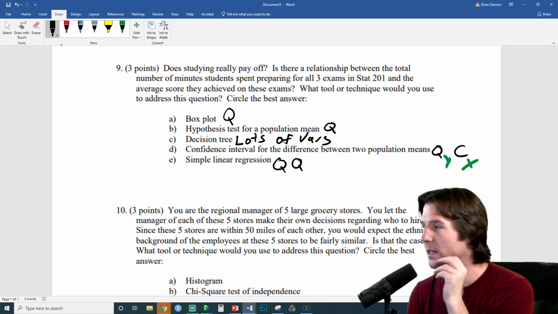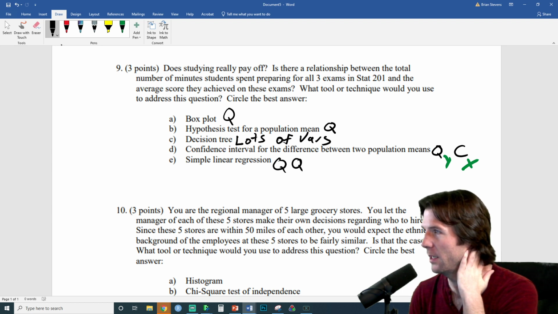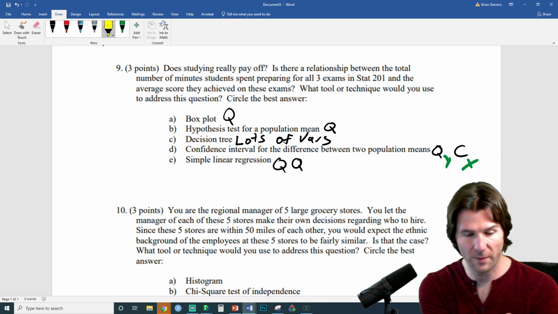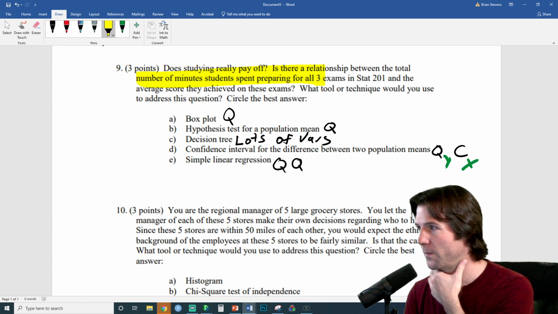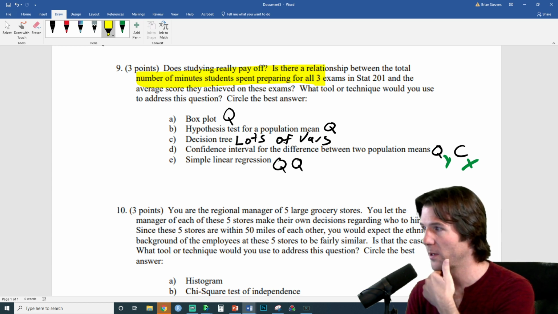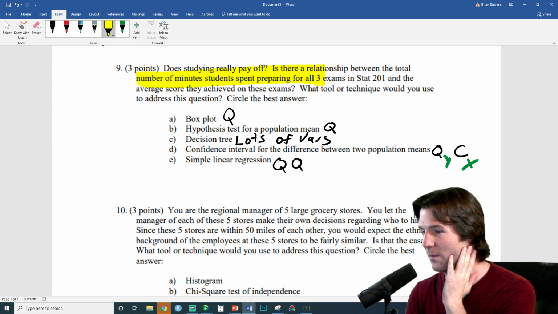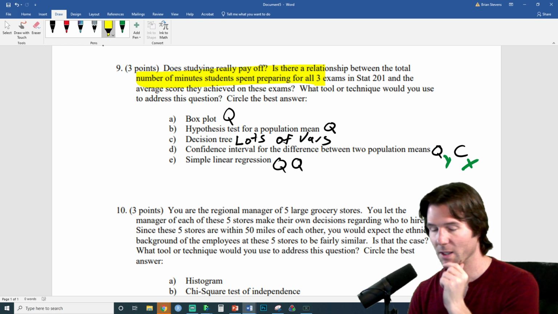So let's see here. Does studying really pay off? Is there a relationship between number of minutes students spent studying for exam 3? So this is number of minutes. Number of minutes is a what type of variable? Who knows? Number of minutes. It's quantitative.